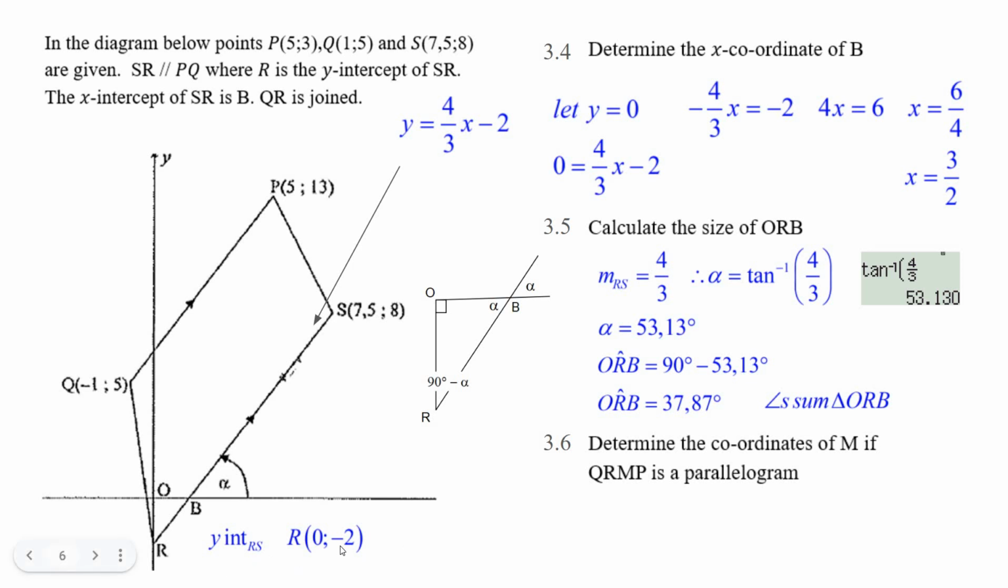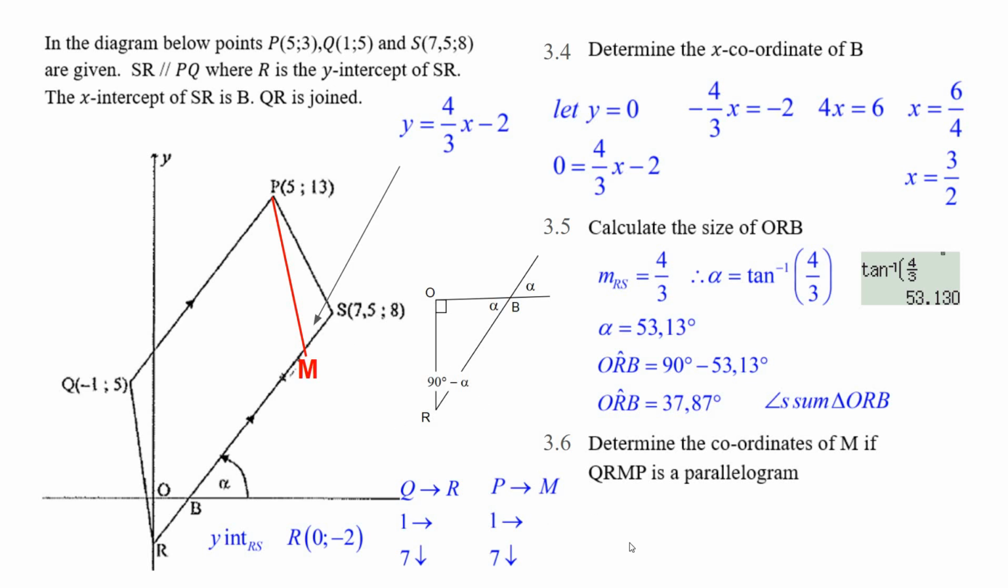The y-intercept. The y-intercept is 0 and minus 2 here. If I let x equal 0, so I know that R is 0 and minus 2. So what's the change from Q to R? Well, I would be going 1 to the right to get to 0, and I'd be going 7 down. Well, just do the same thing at P. Go 1 to the right and 7 down.